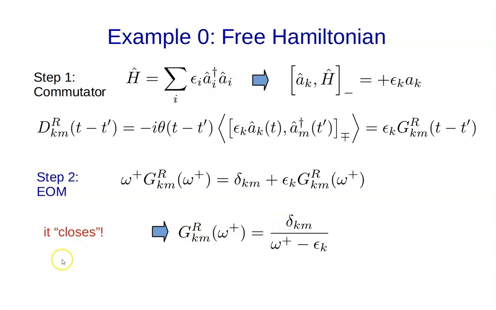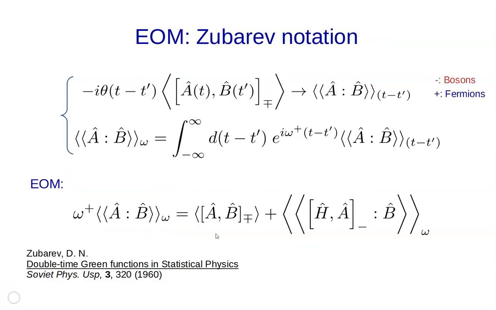So let's see how we do more complex ones and how we start from the equation of motion in frequency space from the outset. In order to do that, I like to use the so-called Zubarev notation. It's a notation introduced in this paper by Zubarev from the 1960s, double-time Green's functions in statistical physics. And I find it very convenient to operationalize the calculations for these equations of motion.